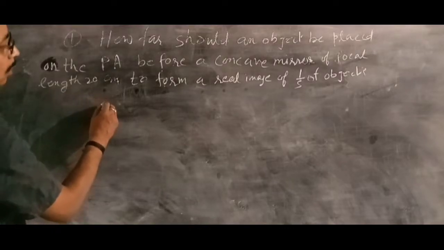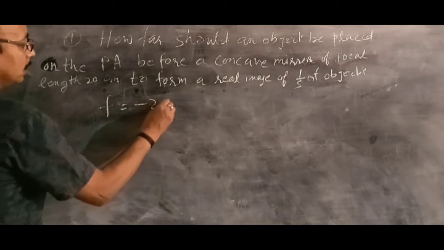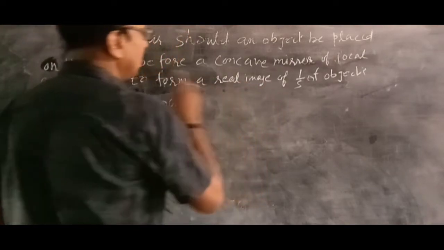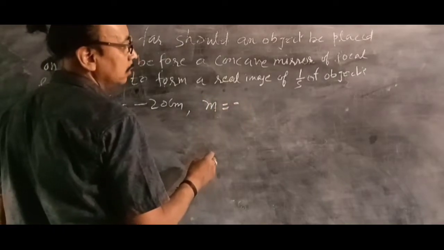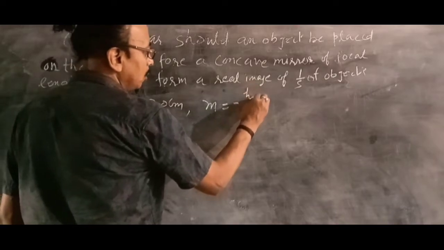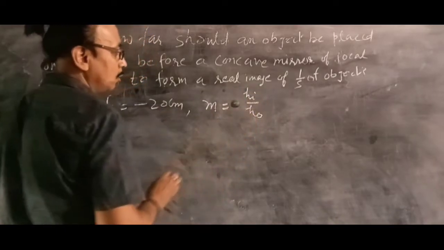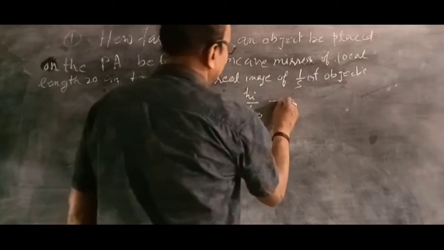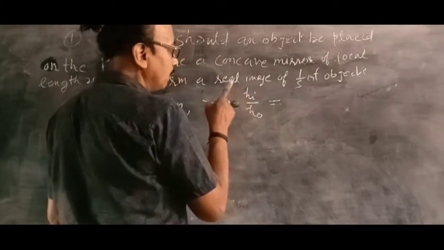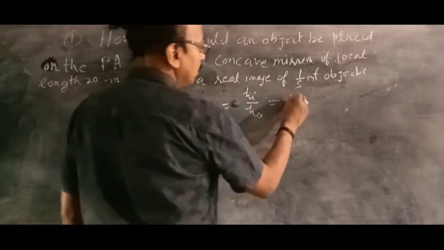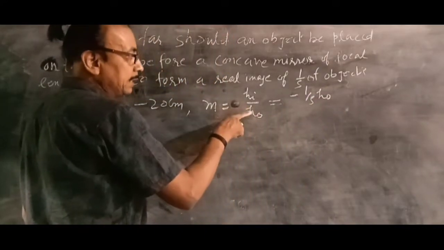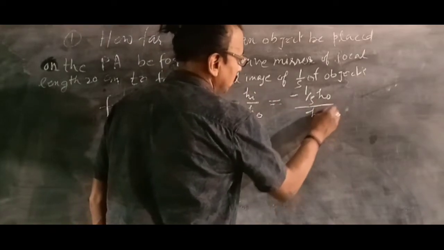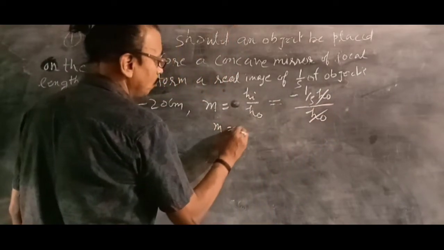Given focal length f of concave mirror is minus 20 centimeter. 1 by 5 of object होना चाहिए, रियल इमेज होना चाहिए. तो रियल इमेज मीन्स m equal to minus hi by ho, that is m equal to hi by ho, that is hi means रियल इन्वर्टेड इमेज बनाएगा तो hi will be negative, minus 1 by 5 times ho, ho मीन्स ऑब्जेक्ट के साइज का 1 by 5 टाइम्स है, by ho will cancel out, that is m equal to minus 1 by 5.